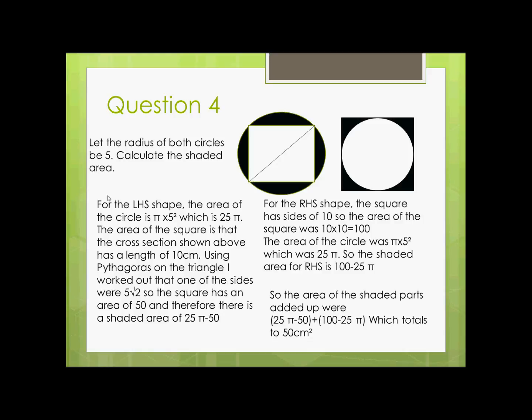For the right hand side shape, the square has sides of 10, which is twice the radius, so the area of the square is 10 times 10, which is 100. The area of the circle was once again pi r squared, which gave us 25 pi again. The shaded area on the right hand side was 100 minus 25 pi. Then when we added both of these shaded parts together, the 25 pi's cancelled out and I was left with 100 minus 50, which totaled 50 centimeters squared.